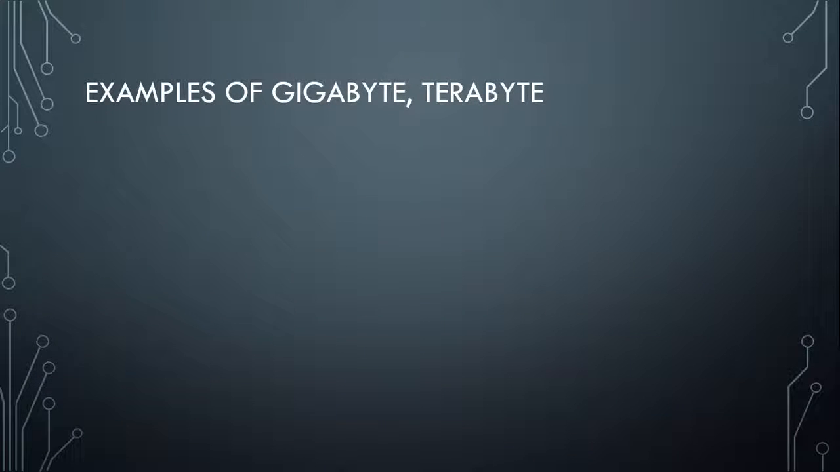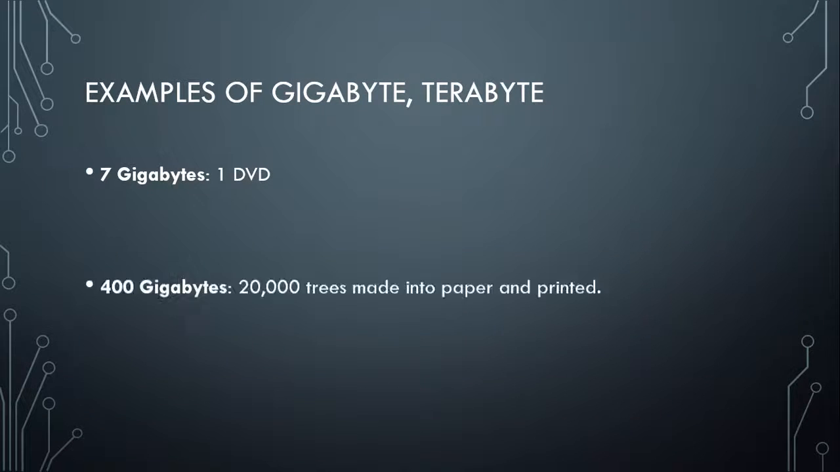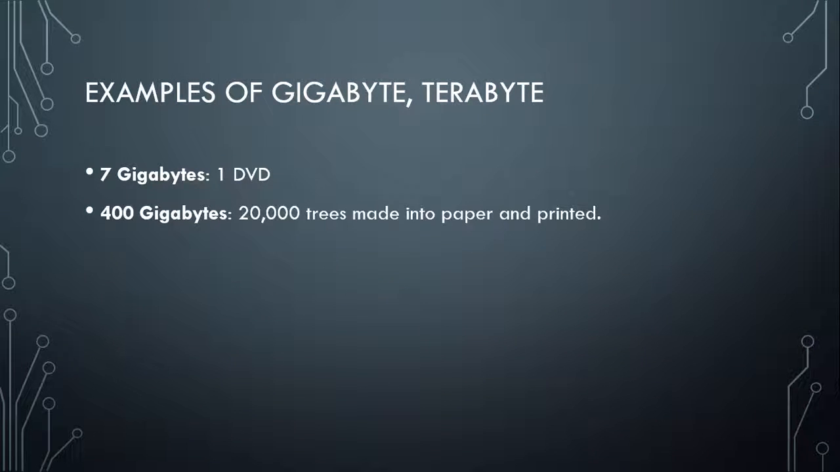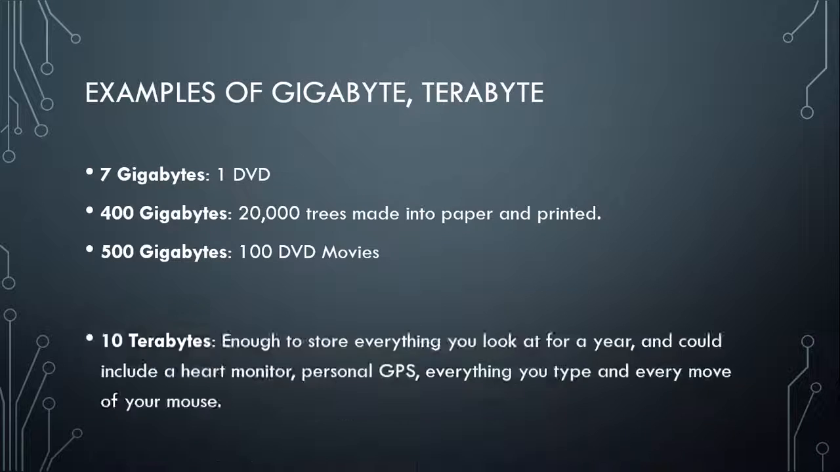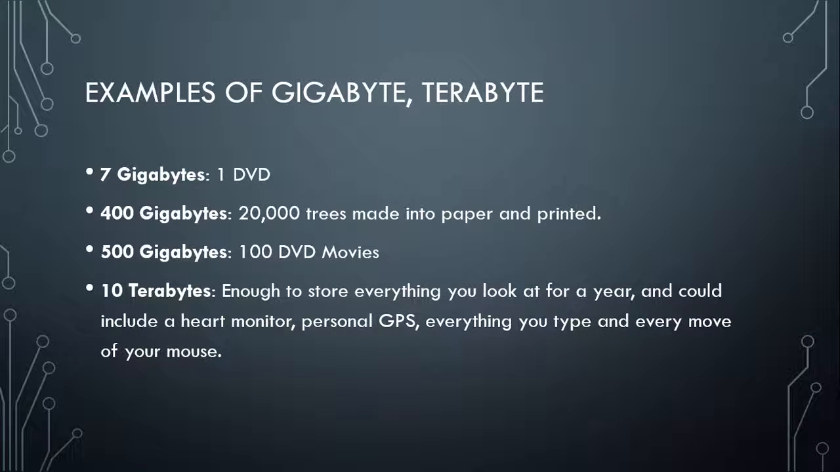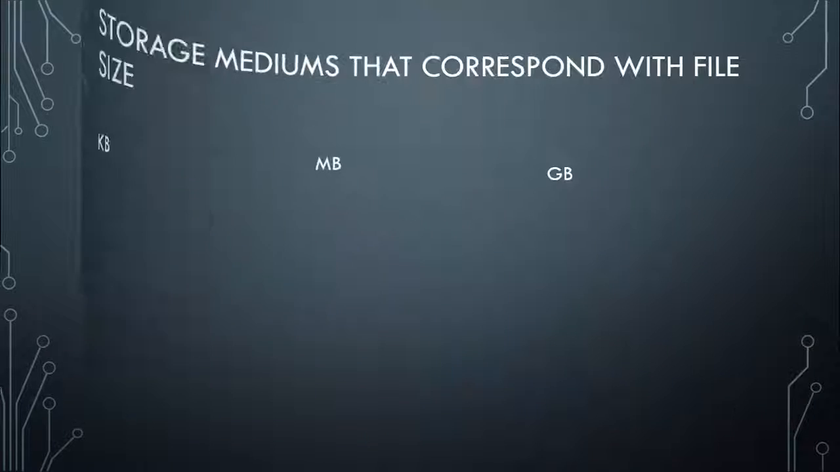All right, just some quick examples of gigabytes and terabytes. 7 gigs is about the size of 1 DVD. 400 gigabytes is about 20,000 trees made into paper and printed. 500 gigabytes is 100 DVD movies. And 10 terabytes is enough data storage to store everything you look at for a year, and could include things like a heart monitor, personal GPS, and everything you type in and move with your mouse. So it's quite a bit of data.